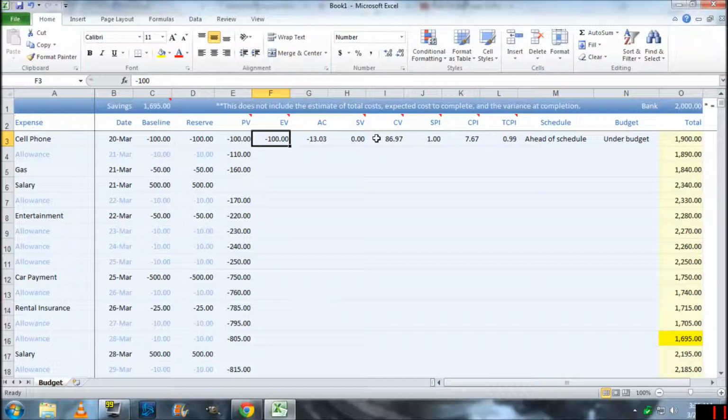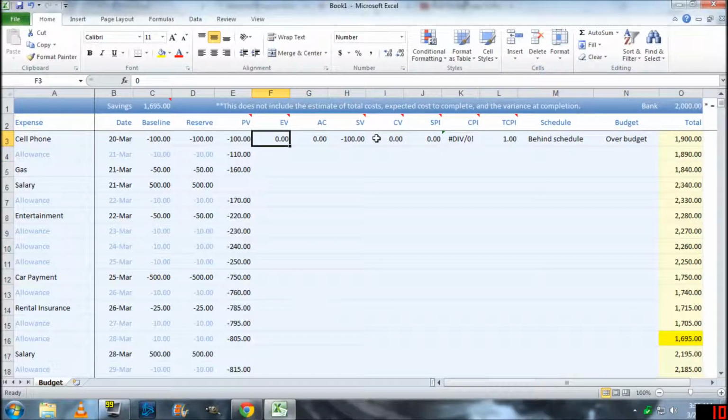Now, if you didn't pay the phone yesterday, your earned value will be zero. Your planned value stays the same because that's what you plan to spend. The only problem is that you didn't pay the phone yesterday, so basically your earned value is zero. You didn't pay anything. So based on your budget, you're going to have zero earned value. The actual cost is the actual cost of the payment. Since you didn't pay the phone, then there's no actual cost.